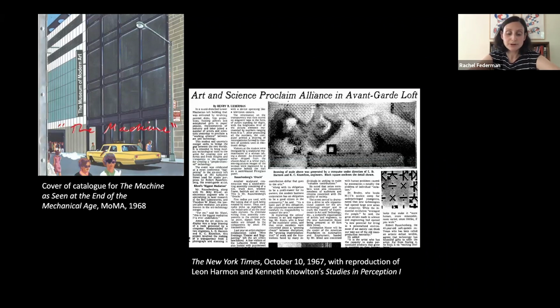In order to produce the print, they scanned a photo of a nude woman and converted the grayscale values into symbols. It garnered attention when it was featured in a press conference in Robert Rauschenberg's loft and subsequently appeared in the New York Times under the attention-grabbing headline, Art and Science Proclaim Alliance in Avant-Garde Loft. The Times pulled a detail from the composition to show how the symbols reconstituted the image.